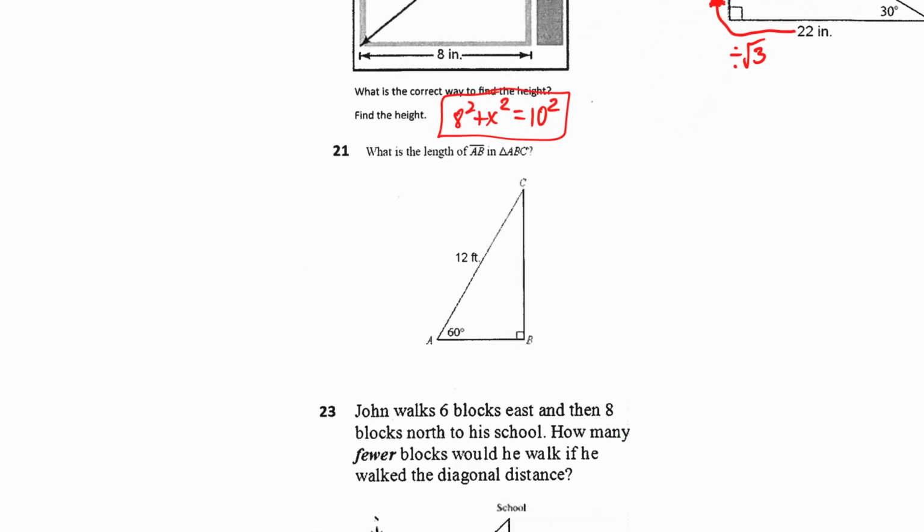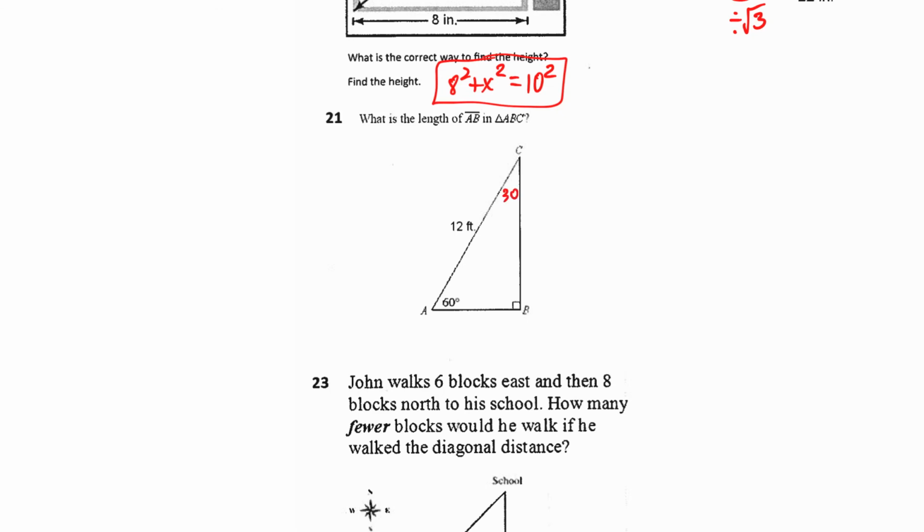All right, number 21. So on this 30, 60, 90, going from the hypotenuse back to the short leg, what do we do? Divide by 2, it's half of it. So this is 6. And then from here to here, we multiply by the square root of 3. So this is just 6 square roots of 3.